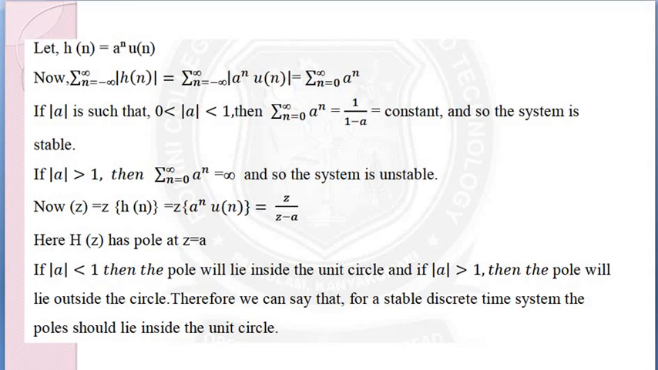If the modulus of a is greater than 1, then the summation n equal to 0 to infinity of a^n goes to infinity. So the system becomes unstable. So, the Z transformation of h(n) is given as z divided by z minus a. So here the pole is located at z equal to a. If a is less than 1, then the pole will lie inside the unit circle. If a is greater than 1, then the pole will lie outside the unit circle. Therefore, for a stable discrete time system, the pole should lie inside the unit circle.